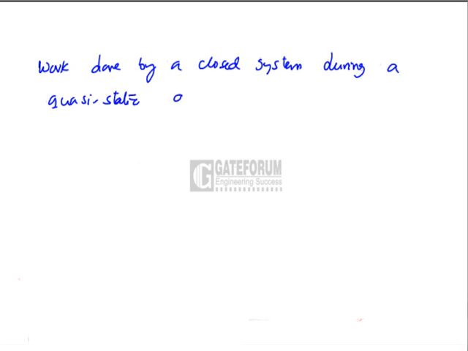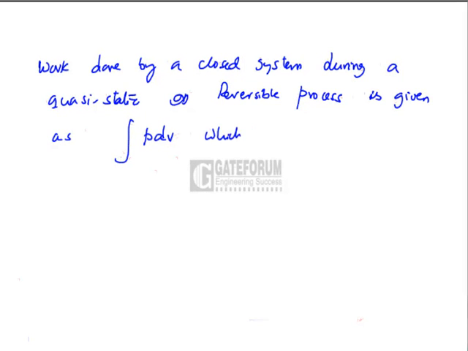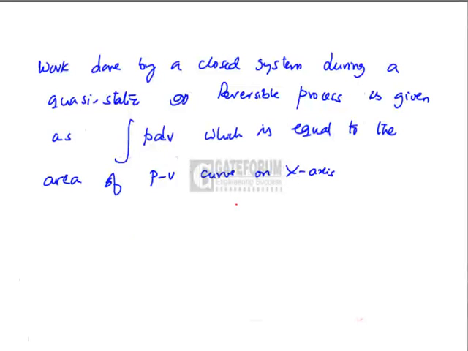Work done by a closed system during a quasi-static or reversible process is given as integral P dV, which is equal to the area under the PV curve on the x-axis.